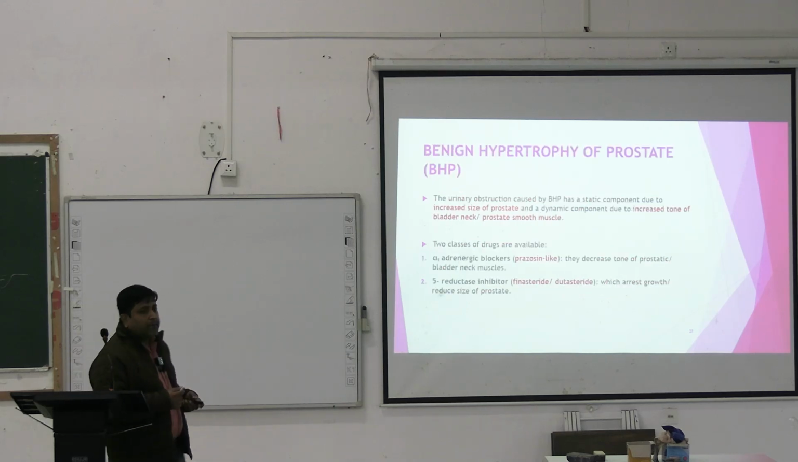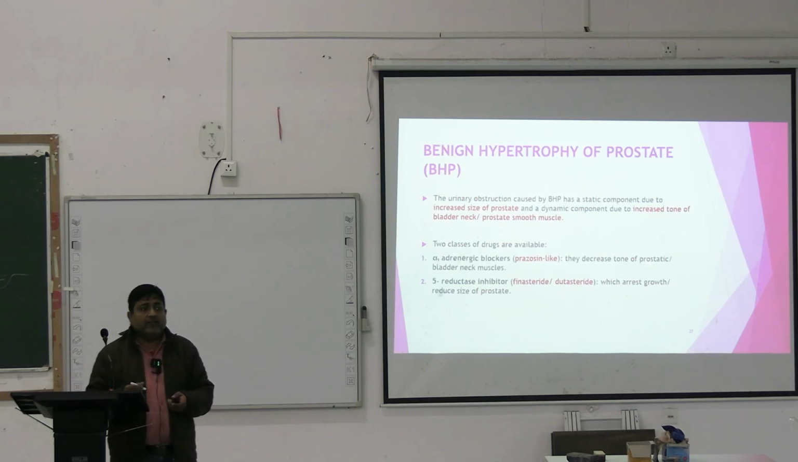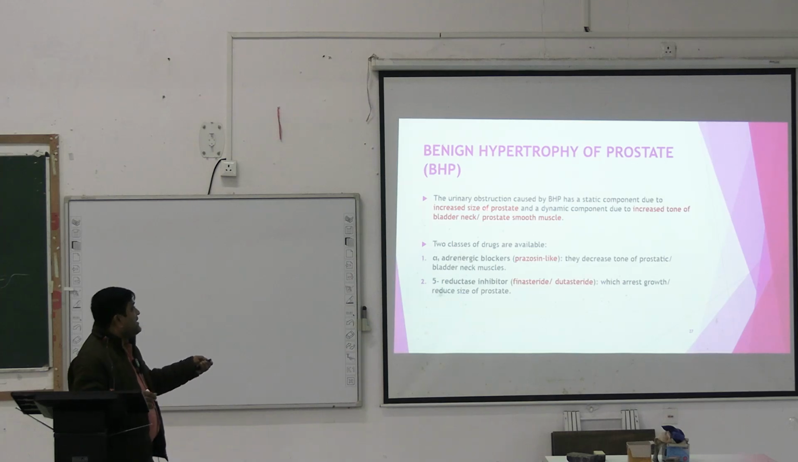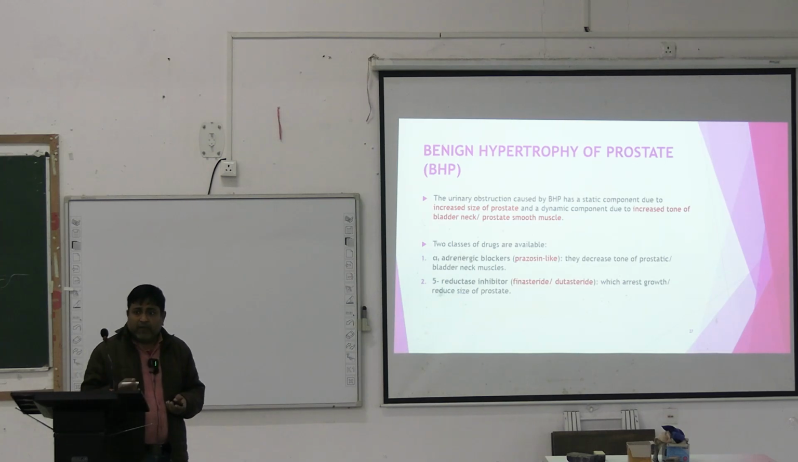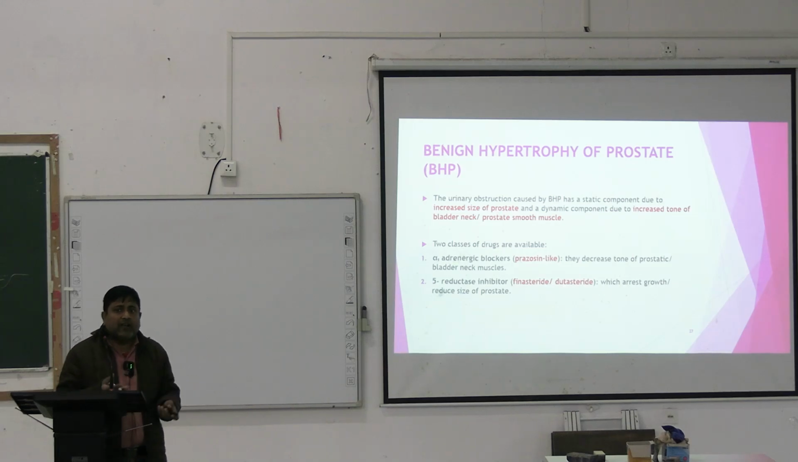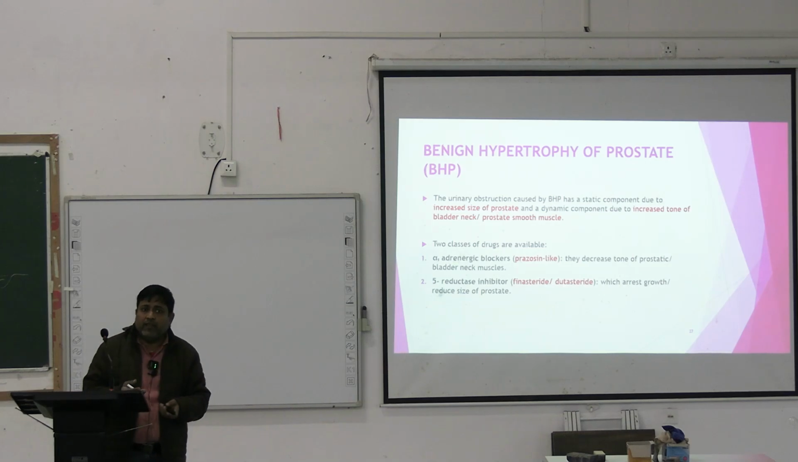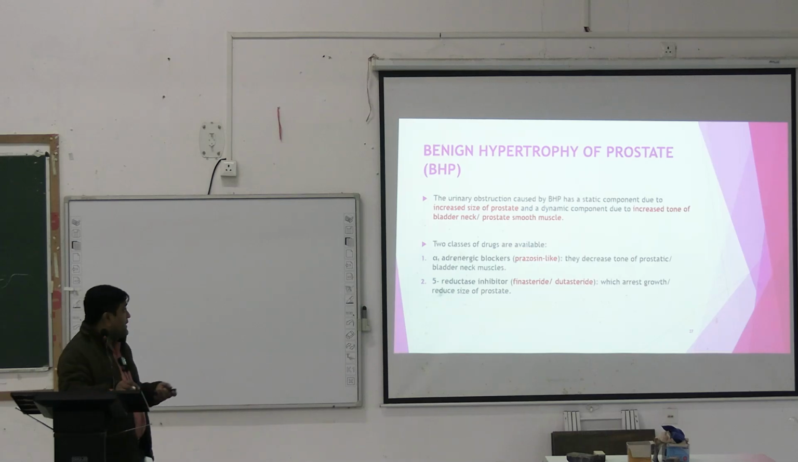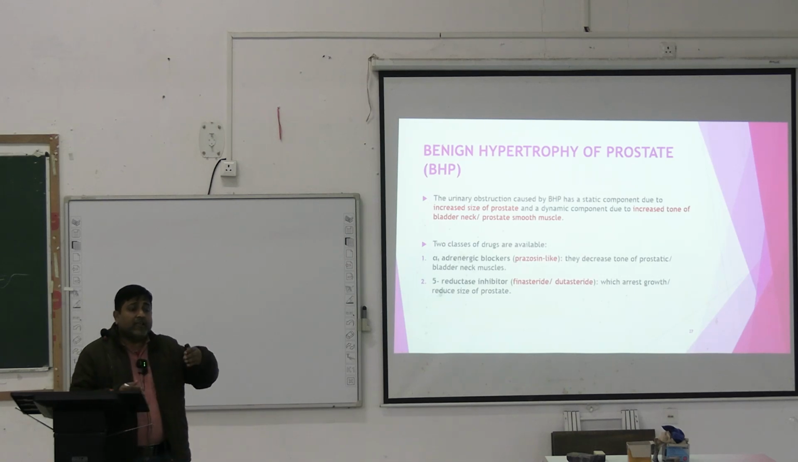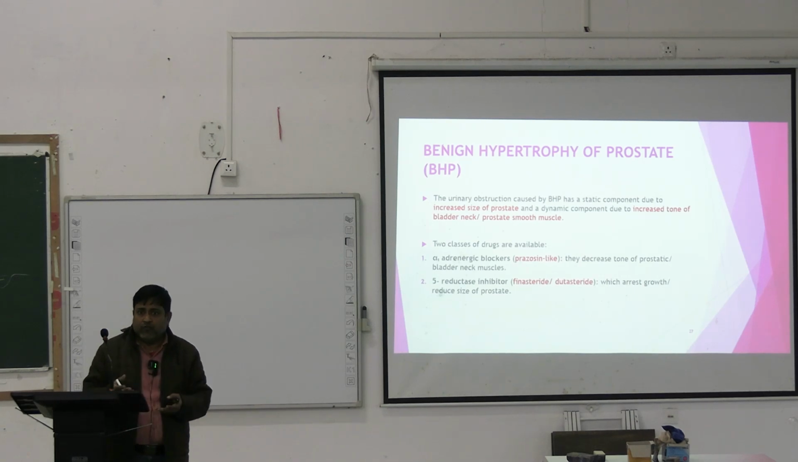Now coming to benign hyperplasia of prostate, there is basically increased size of prostate. Now what happens in patients of BHP? There are urinary symptoms. Patients have urinary urgency, increased frequency of urine, nocturia and others. The problem is basically there are two components. One is the static component: due to increase in size of prostate, there is increased outflow obstruction of urine.